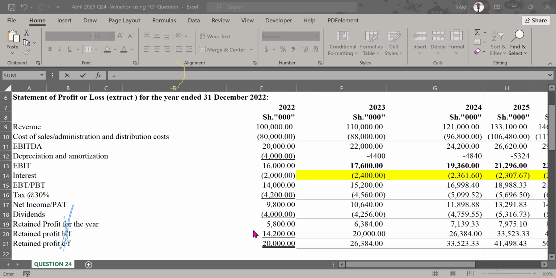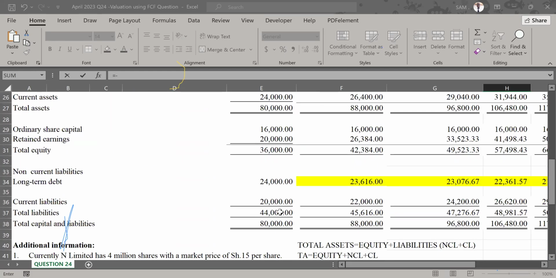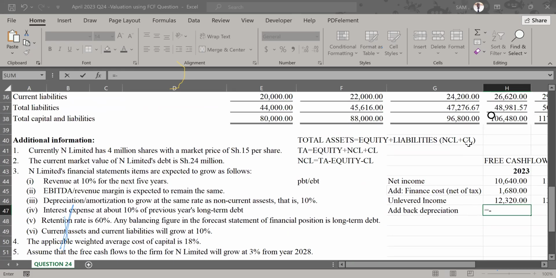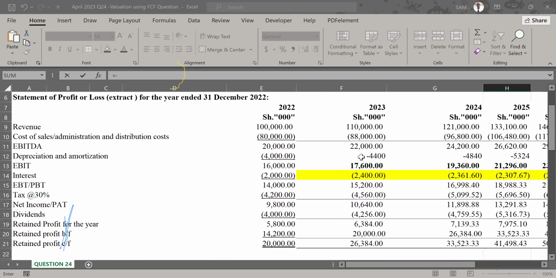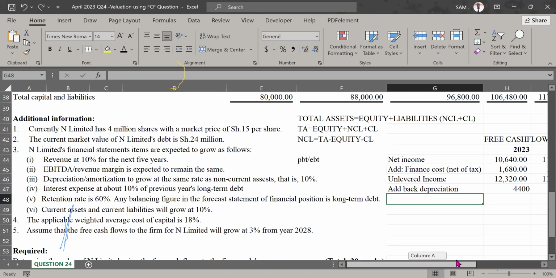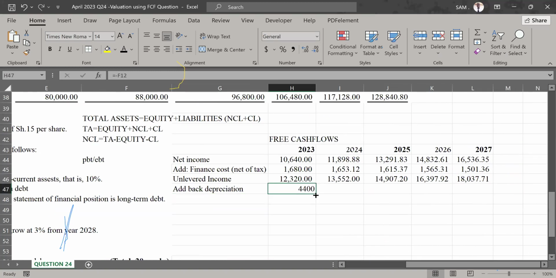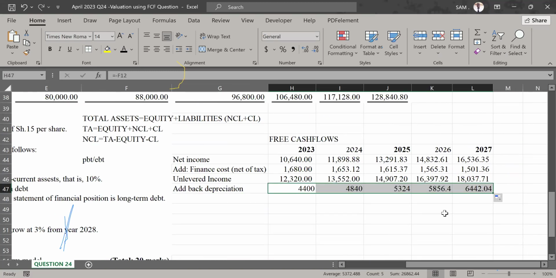Okay, good. So I was picking this depreciation for 2023. Depreciation and amortization 2023, it is 4,400. Because I'm adding back, that's why I'm putting the negative so that it comes here as a positive. And because I've done reference to that, I just drag to 2027 and there I have it.